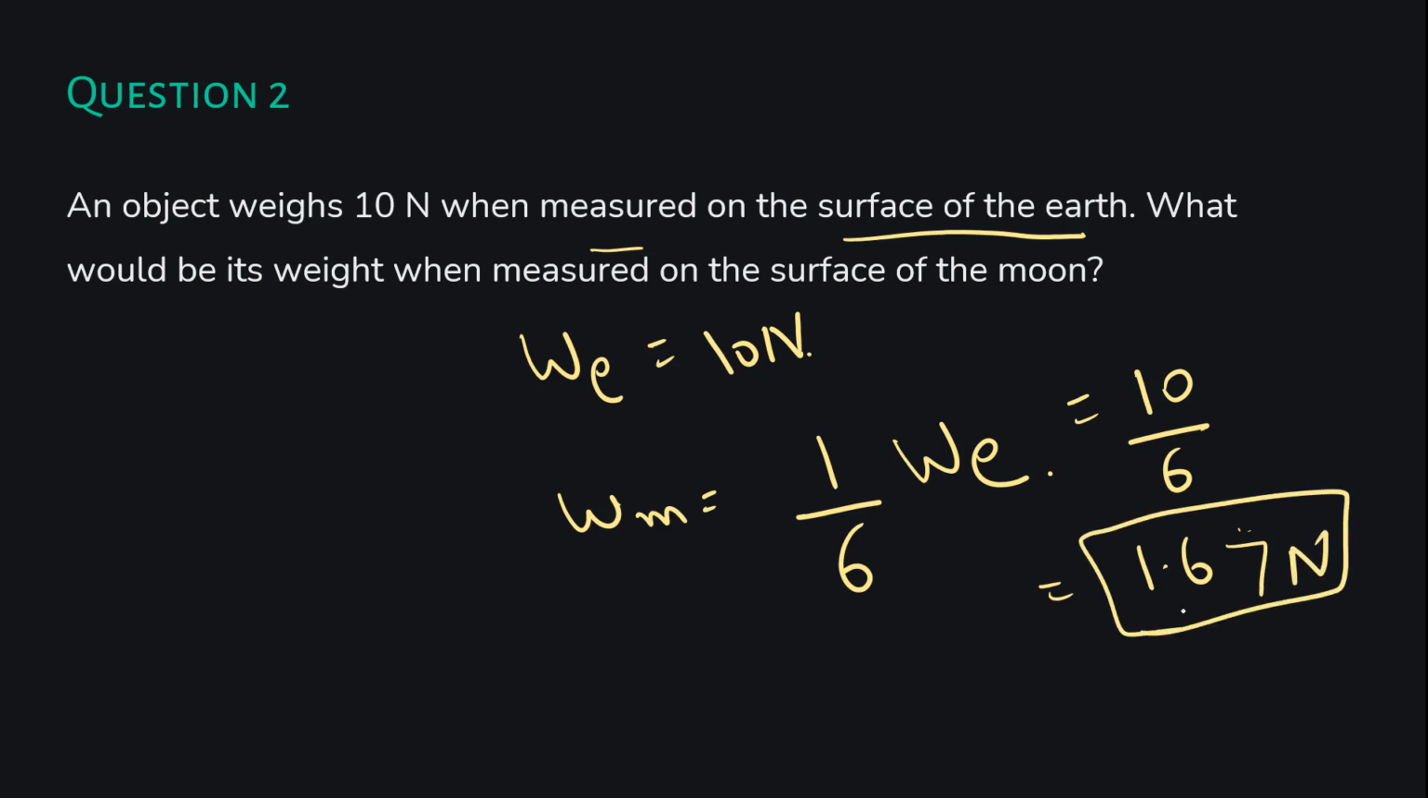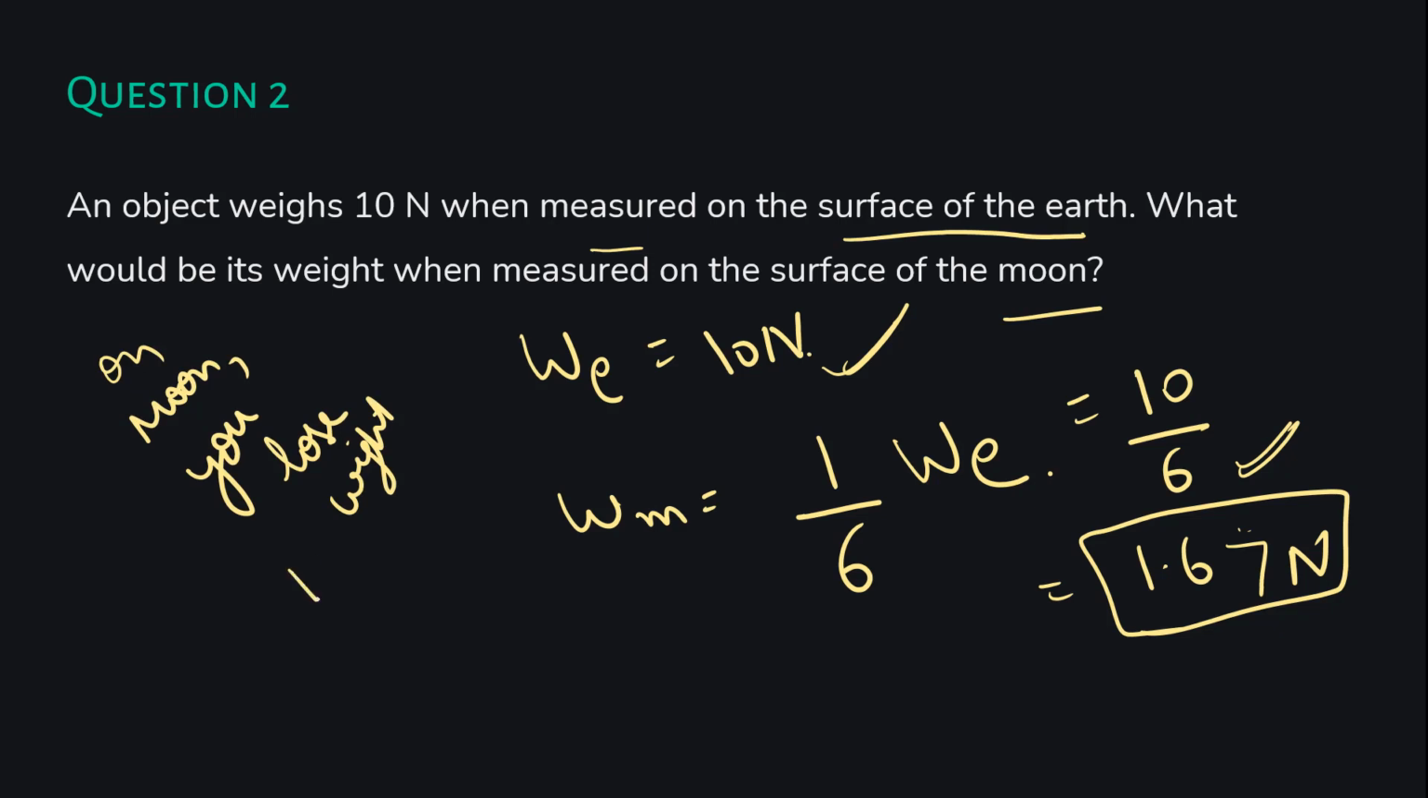1.67 newtons. See, a 10 newton person became so light on the moon, correct? So, on the moon you lose weight by 6 times. Like 1 by 6 times. Correct? Your weight becomes 1 by 6 times. Weight on the moon is 1 by 6 times the weight on Earth.